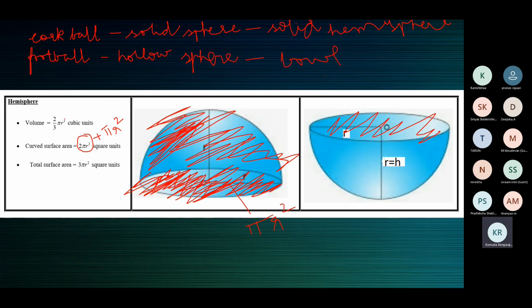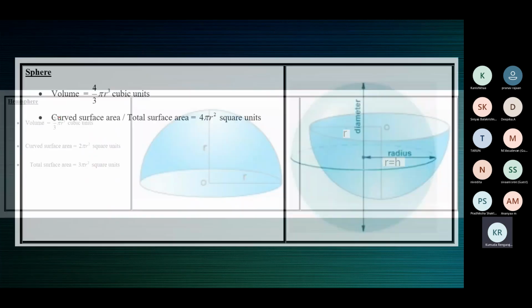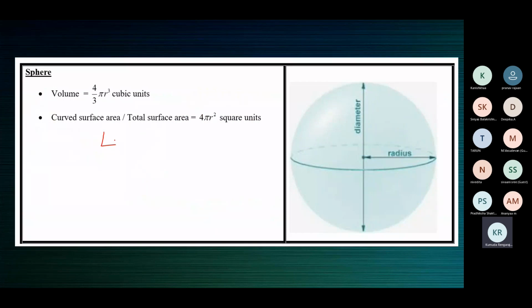Volume is 2 by 3 pi r cube. That was 4 by 3 pi r cube. Here, 4 by 3 pi r cube. So a hemisphere will be half of this. Half of 4 by 3 pi r cube. 2 ones are, 2 twos are. So 2 by 3 pi r cube.